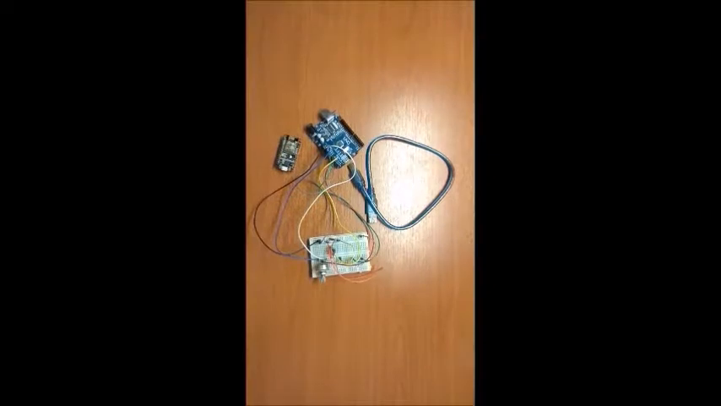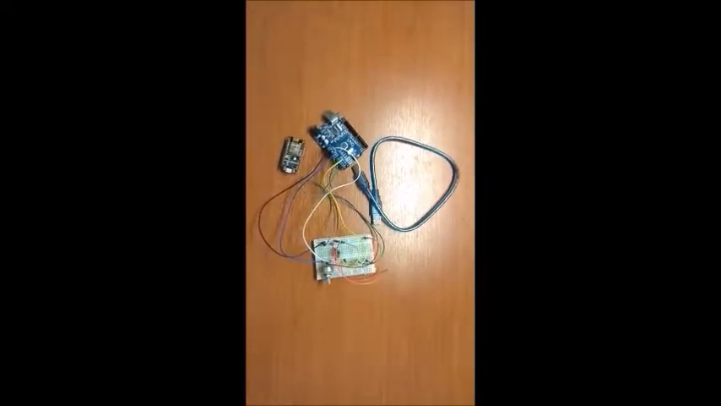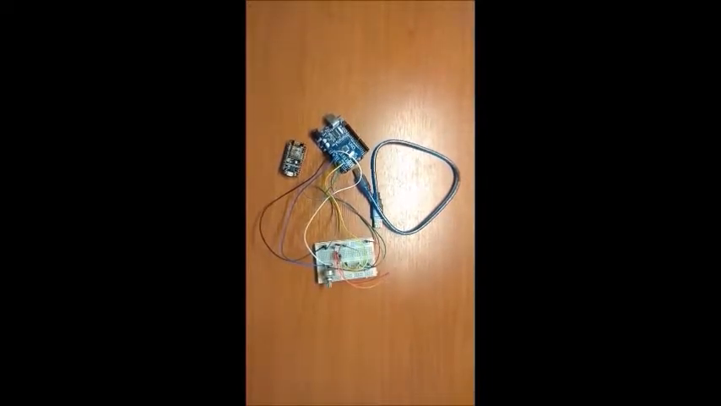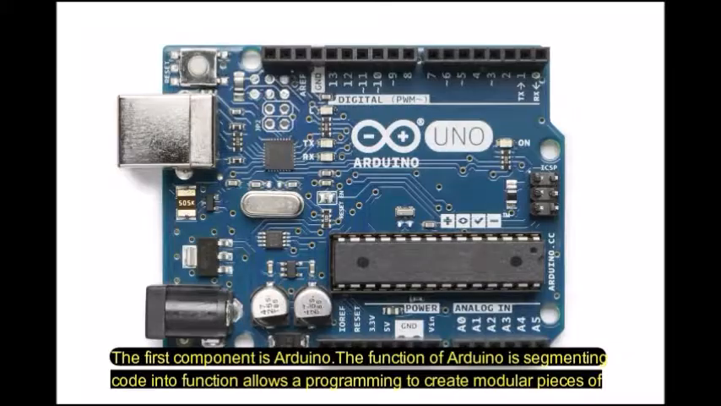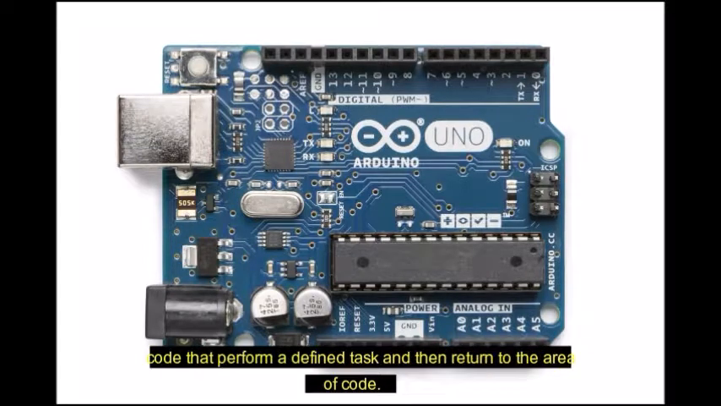There are a few components that we use in our weather station. There are Arduino, breadboard, potentiometer, temperature sensor, resistor, LDR, wires, and Node MCU. The first component is Arduino. The function of Arduino is segmenting code into functions, which allows a programmer to create modular pieces of code that perform a defined task and then return to the area of code.